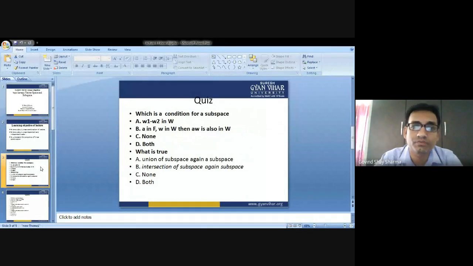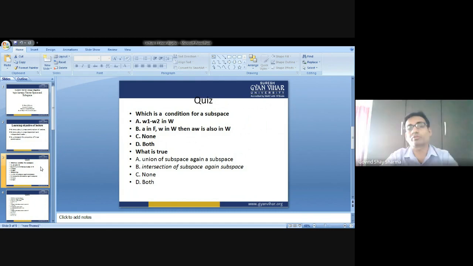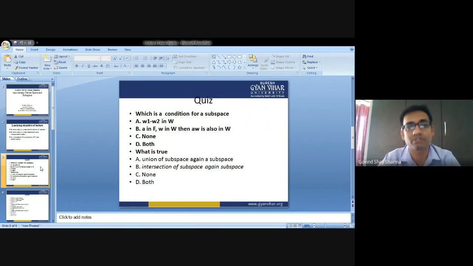Which is a condition for a subspace? W1 minus W2 belongs to W, and for a in F, w in W, then aw is also in W. We know that for a subspace, W1 minus W2 belongs to W and the scalar product alpha W is also part of W. So both conditions are required for a subspace. So D is the right option.